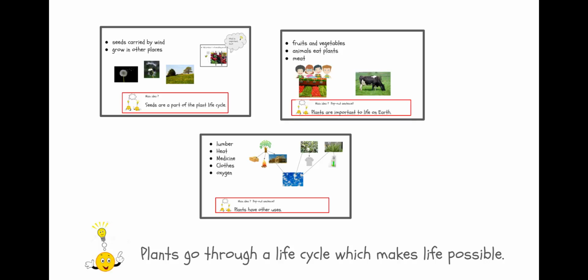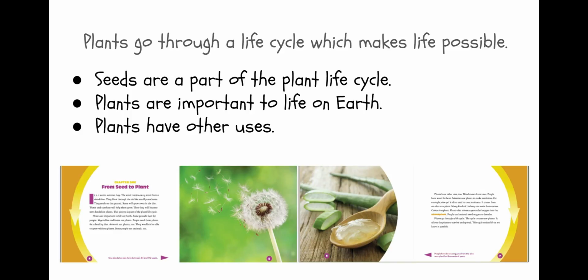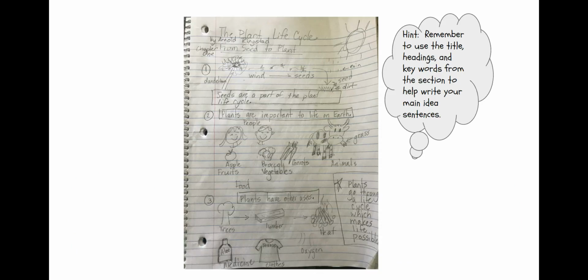And I came up with plants grow through a life cycle, which makes life possible. Seeds are part of the plant life cycle. Plants are important to life on Earth, and plants have other uses. So because of that, plants go through a life cycle, which makes life possible. And I can use my boxes and bullets and use those main ideas from each one of the paragraphs to find that main idea for the whole entire section. Plants go through a life cycle, which makes life possible. Seeds are a part of the plant life cycle. Plants are important to life on Earth, and plants have other uses.